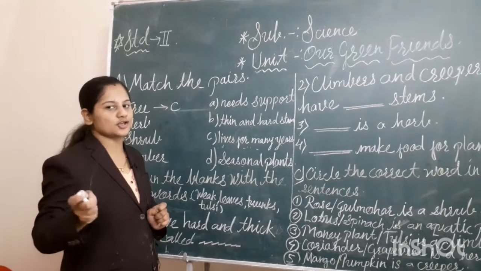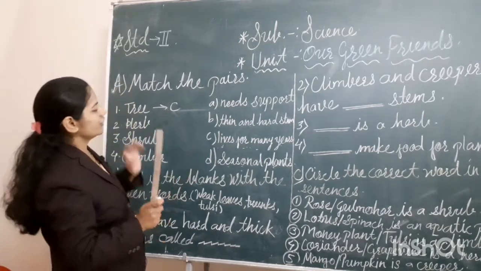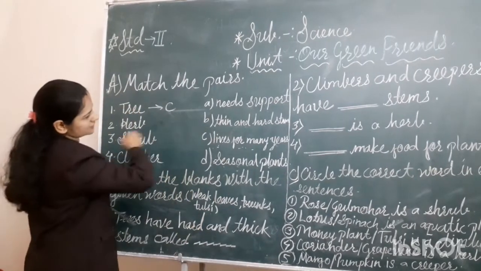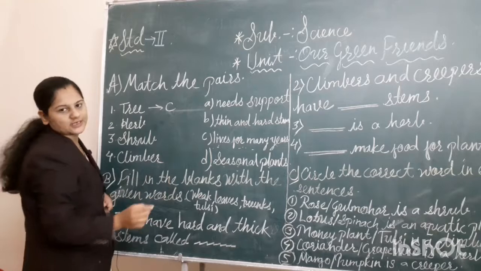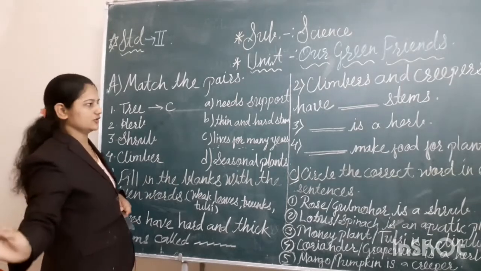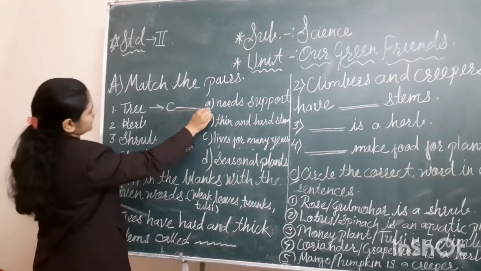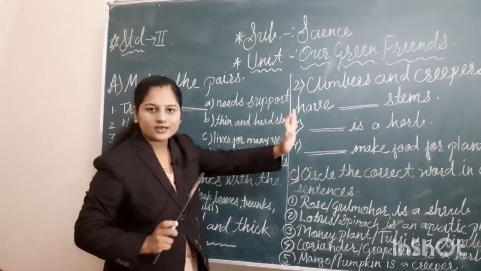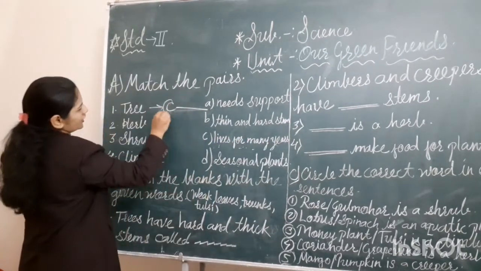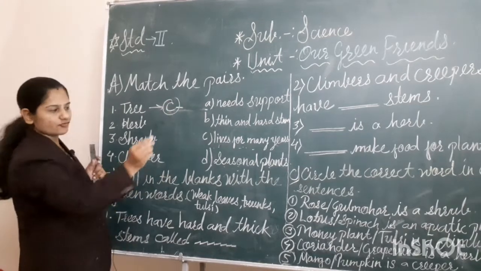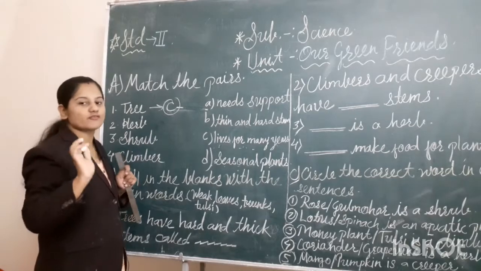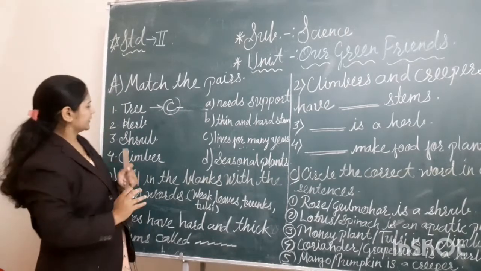Keep one thing in your mind: you are not in LKG or HKG where you just draw a cross line from the tree to the option. No, I will not allow that. You have to write down the full sentence in front of the tree: the tree lives for many years. That's why I write down here only the option. You have to write down the full sentence. Okay, and I want your notebook very neat and clean.